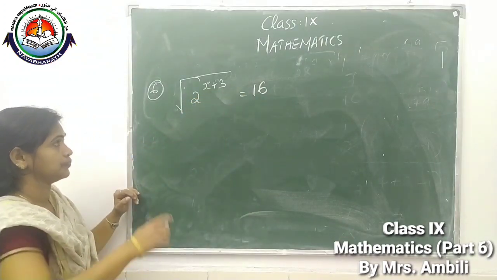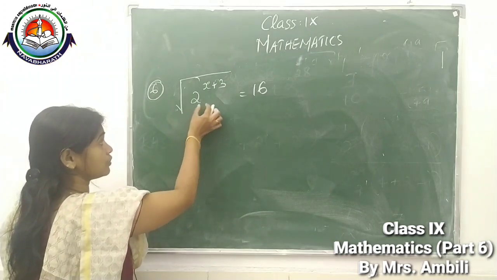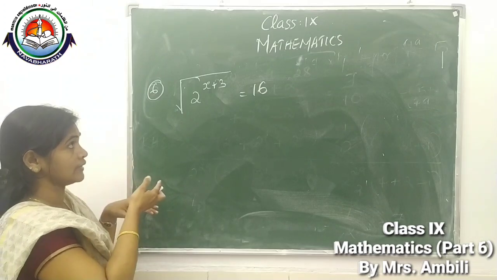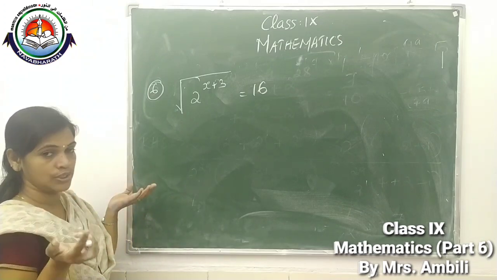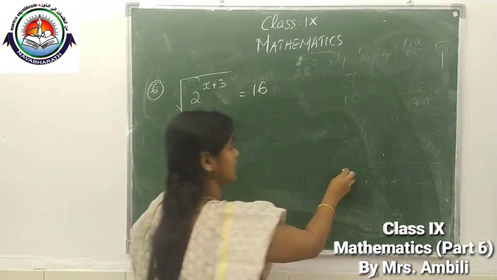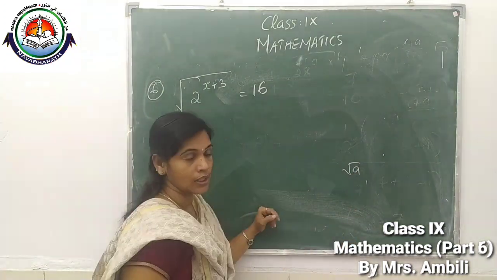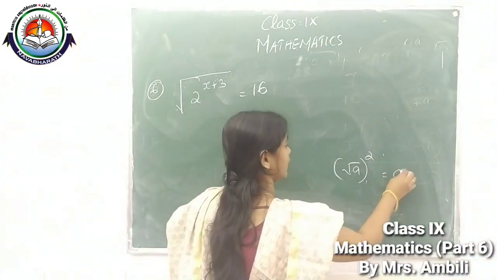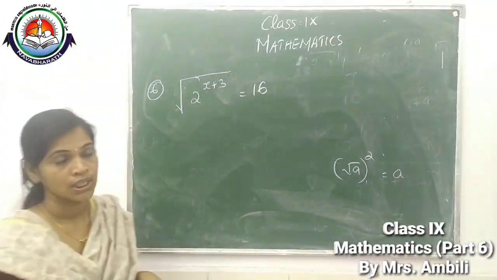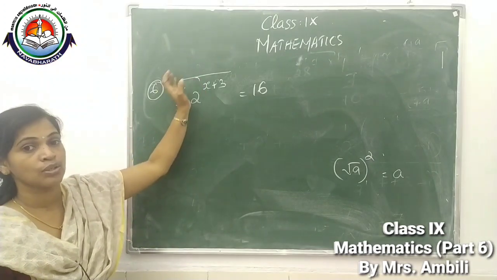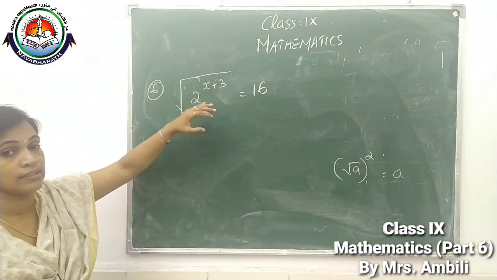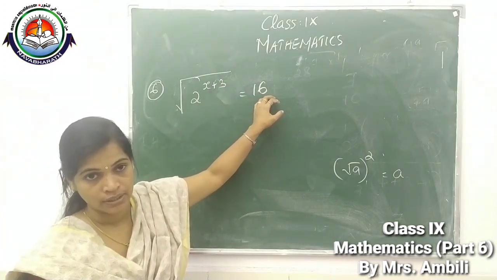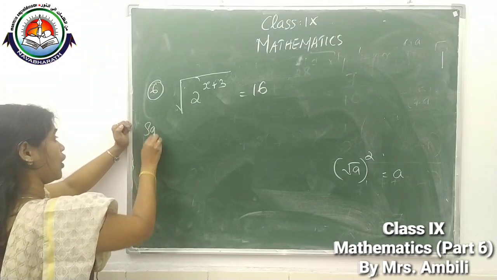Okay, so we can start. Listen here: root of 2 raised to x plus 3. First step, for removing that square root, we can square it. We know that if we square root a, we get a, and the root will go. So for removing this root, we are squaring. If you are squaring the left side, you need to square the right side also. So, squaring on both sides.